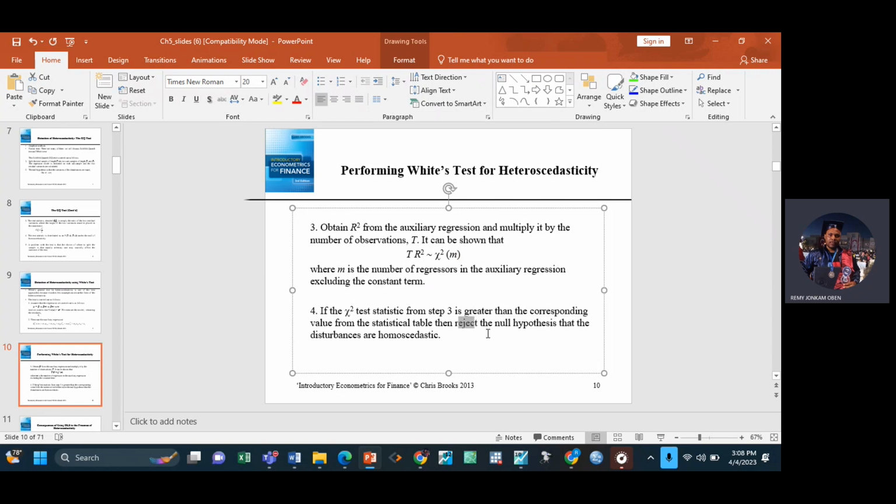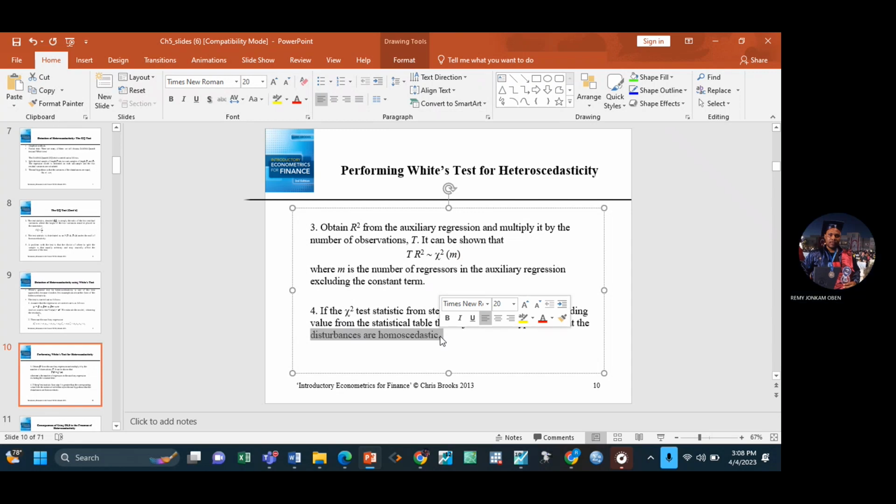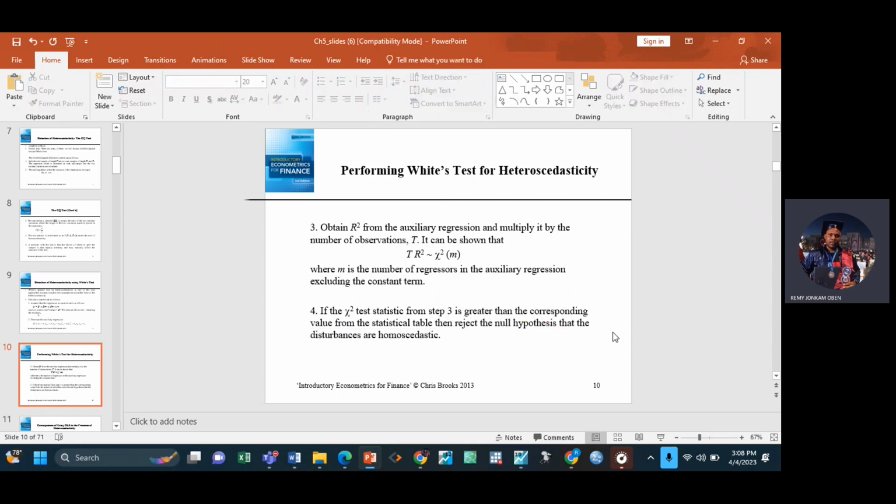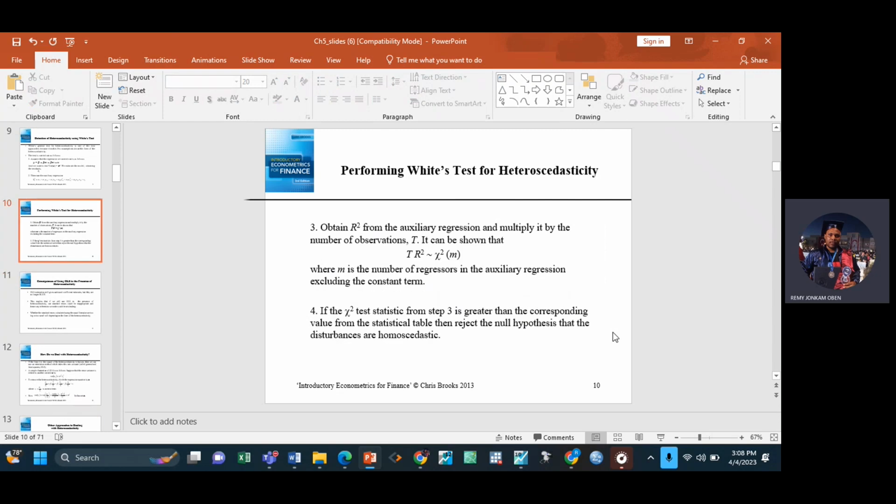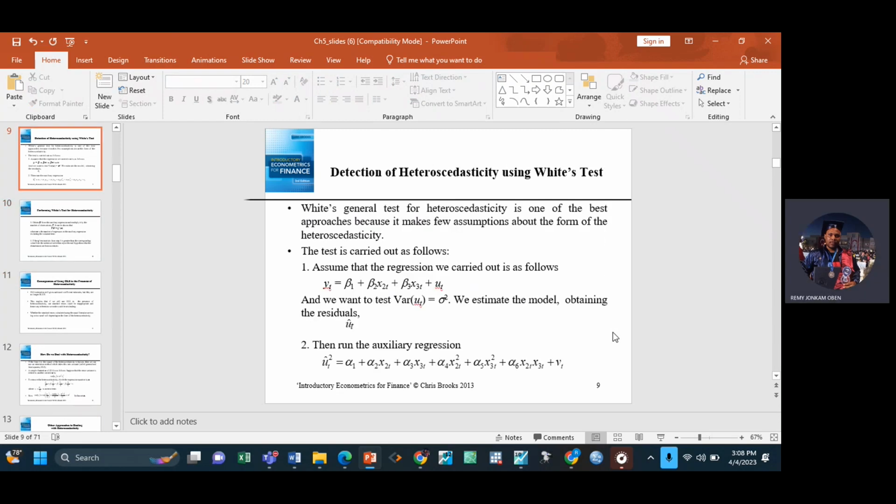And what is the null hypothesis in this case? The disturbances are homoscedastic. That's the null hypothesis. So if you reject this null and you accept the alternative, it means there is heteroscedasticity, right? But if you fail to reject the null, it means there is no heteroscedasticity. So typically, this is what EViews is doing. Everything I've explained here, you don't have to do it manually, but that is how EViews is performing the White's test. Okay.